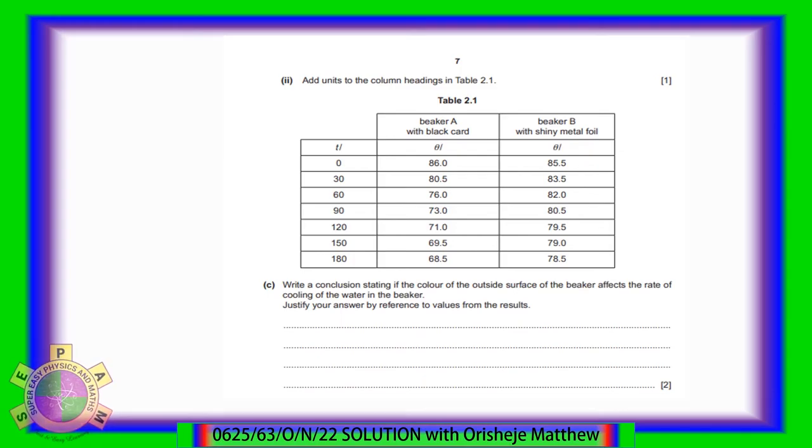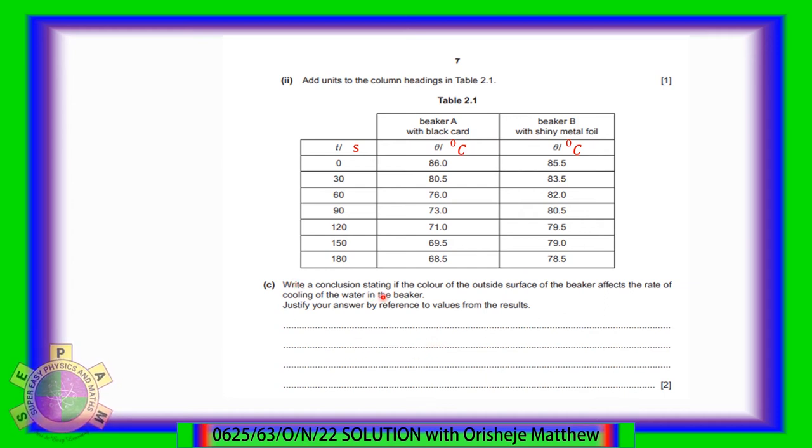Add units to the column headings in the table. So the first one, we have time measured in seconds. The second one, temperature of beaker A measured in degrees Celsius. Then for beaker B, temperature is measured in degrees Celsius.